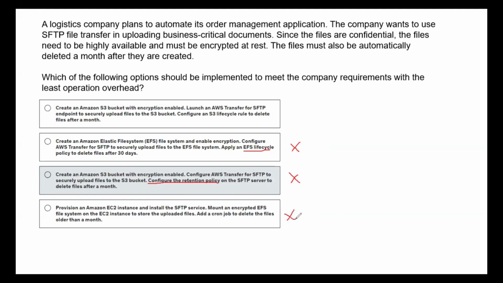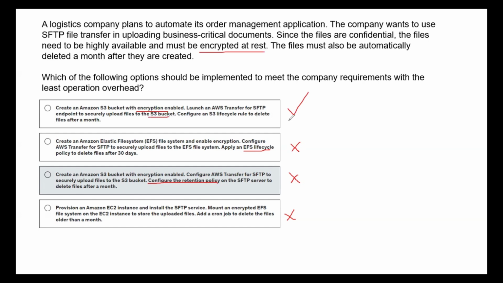But we do have a better option to handle this, which is choice number 1, which meets all the requirements here. Create an S3 bucket with encryption enabled, because they have said it's a business critical document and the file has to be encrypted at rest, right? So we can go with the default S3 encryption or client side encryption and get encryption enabled for the S3 bucket. Then we can also use one of the services under the AWS Transfer Family, that is the AWS Transfer for SFTP endpoint. So we can use this service to get an endpoint to upload the files safely to the S3 bucket.